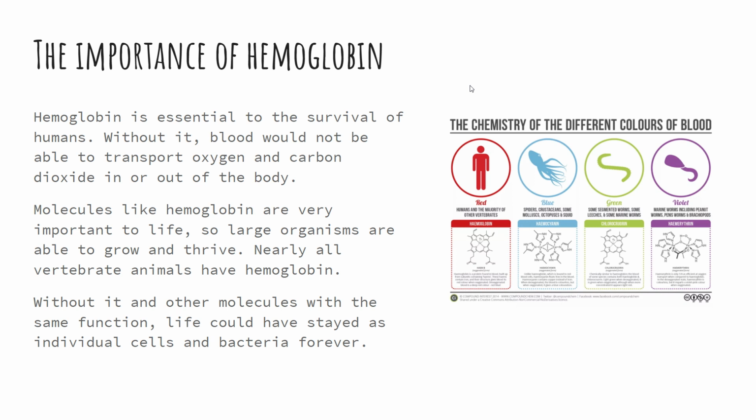The importance of hemoglobin. Hemoglobin is essential to the survival of humans. Without it, blood wouldn't be able to transport oxygen and carbon dioxide in or out of the body. Molecules like hemoglobin are very important to life, so large organisms are able to grow and thrive. Nearly all vertebrate animals have hemoglobin. Without it and other molecules with the same function, life could have stayed as individual cells and bacteria forever.